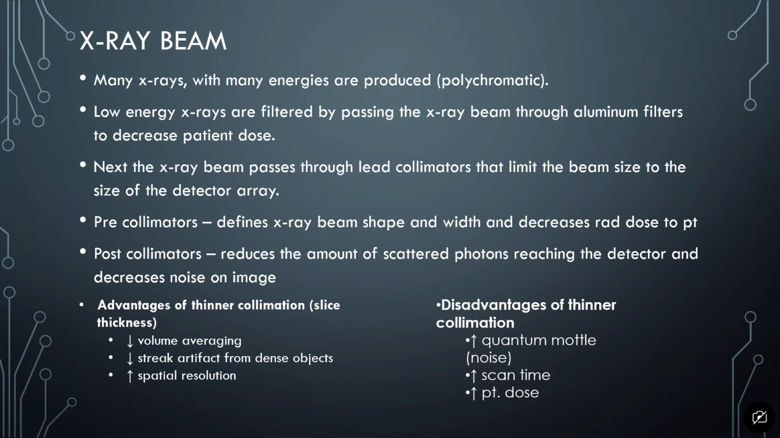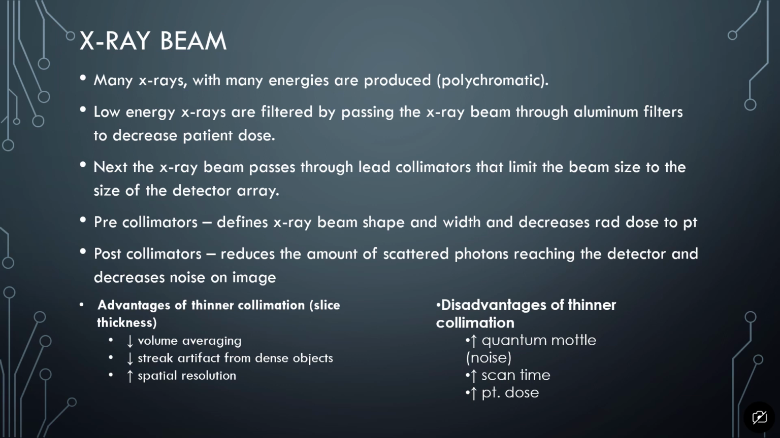The low energy X-rays are filtered by passing the X-ray beam through aluminum filters to decrease the patient dose. These are the really low energy X-rays that will not contribute very much to the image. They'll typically get absorbed by the patient, or they will interact with other things and create scatter. So they have the potential to degrade the image quality, but mostly they increase the patient dose without providing any benefit. So we have the beam pass through the filter on its way out of the X-ray tube, and that helps to absorb and filter out some of those really low energy X-rays that are not helpful.